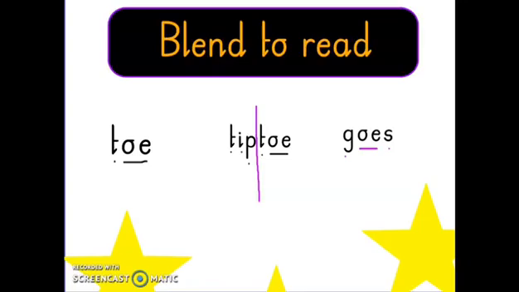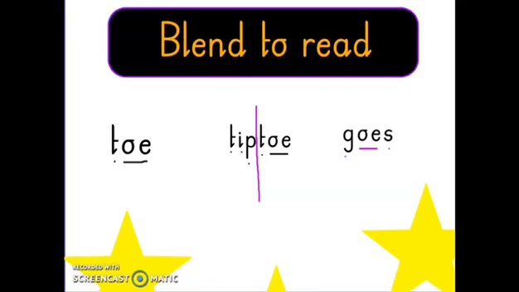G, O, S, goes. It's very important when you're sounding out that we don't put an extra sort of emphasis on that first sound. So g, g, g, g, g, g. Not. Sometimes people say g. It's g sound, not g, g, g, o, s, goes. Well done if you got that one right at home.